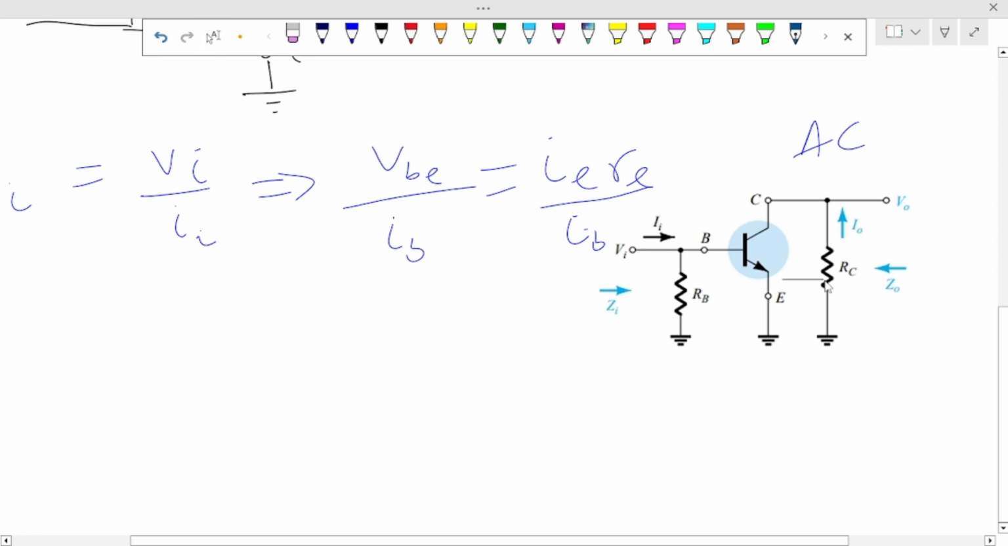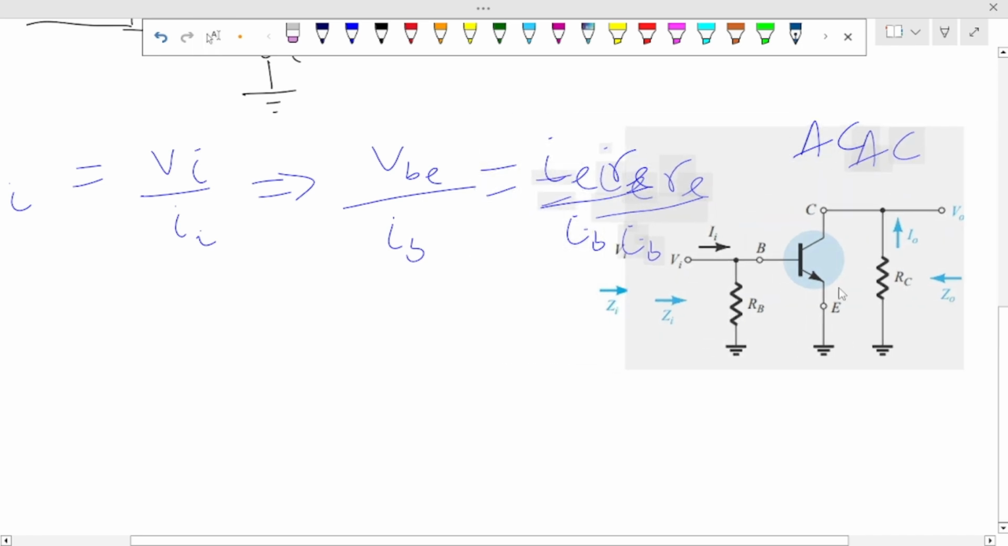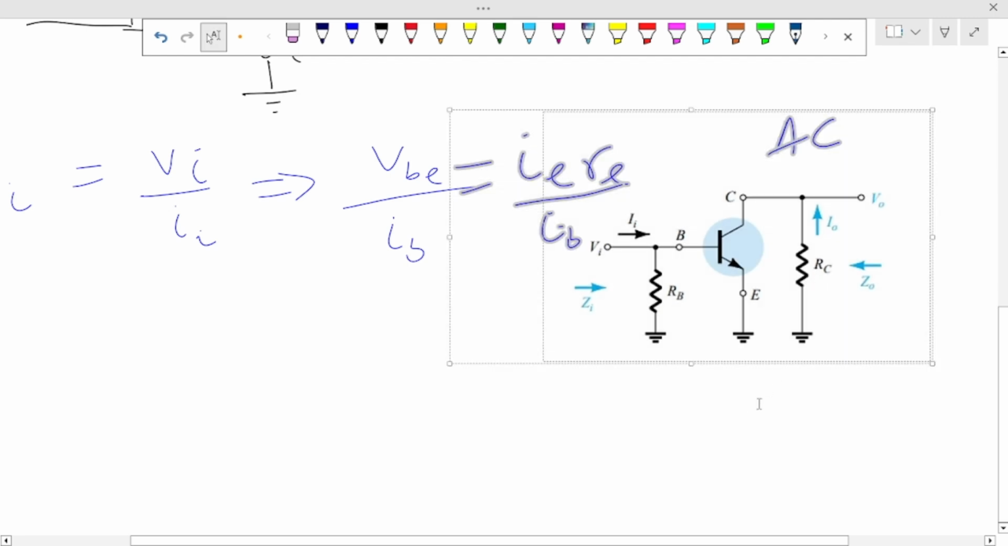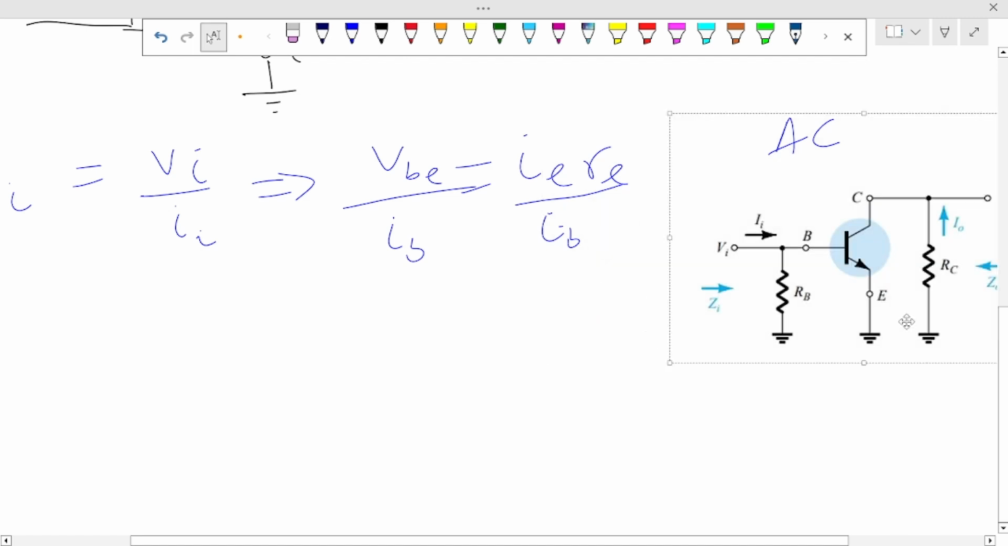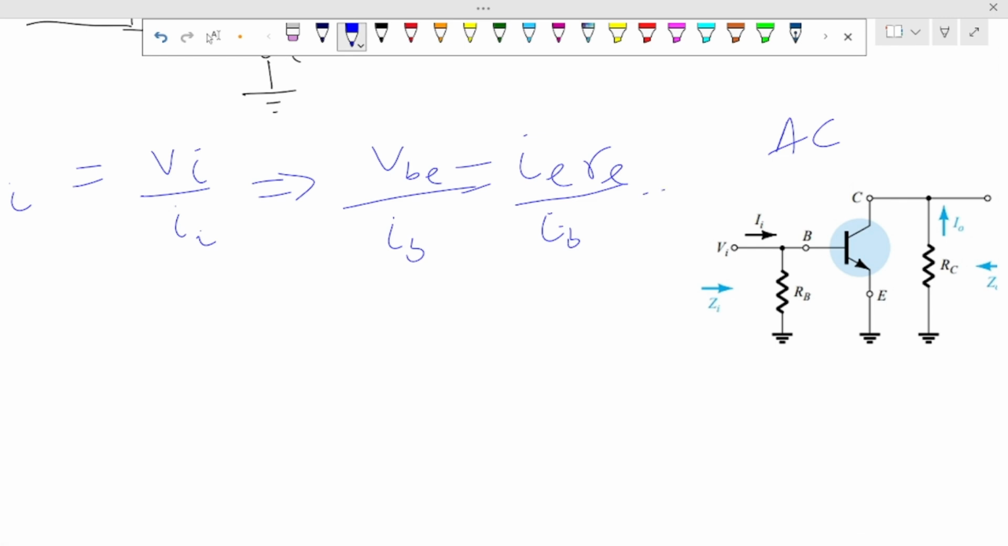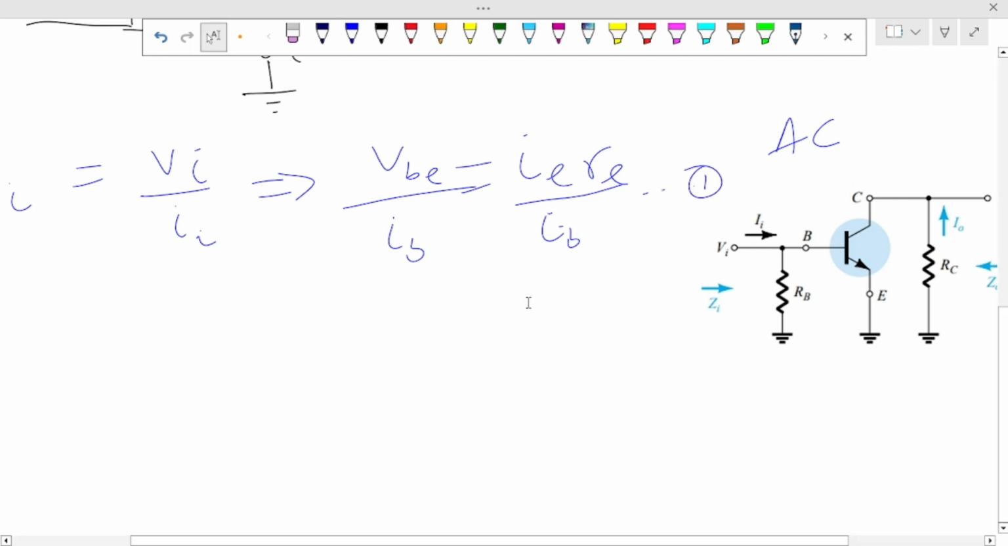So let's just keep this as an equation. Keep that in mind somewhere. Good. So hold this in mind somewhere as equation 1.